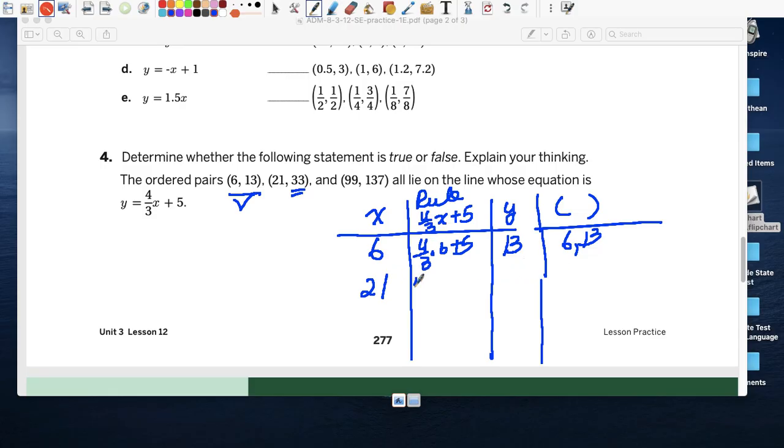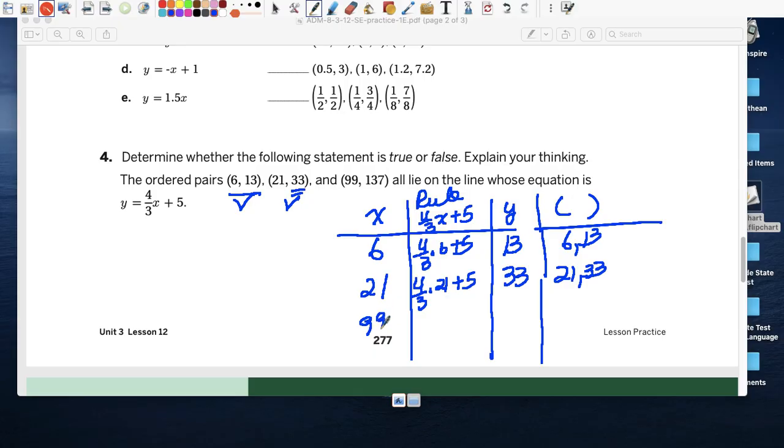Second one, when x is 21, is y really 33? Well, 4/3 times 21 plus 5. 21 divided by 3 is 7. 7 times 4 is 28. And 28 plus 5 is 33. So the second also is confirmed to work. So this one works.